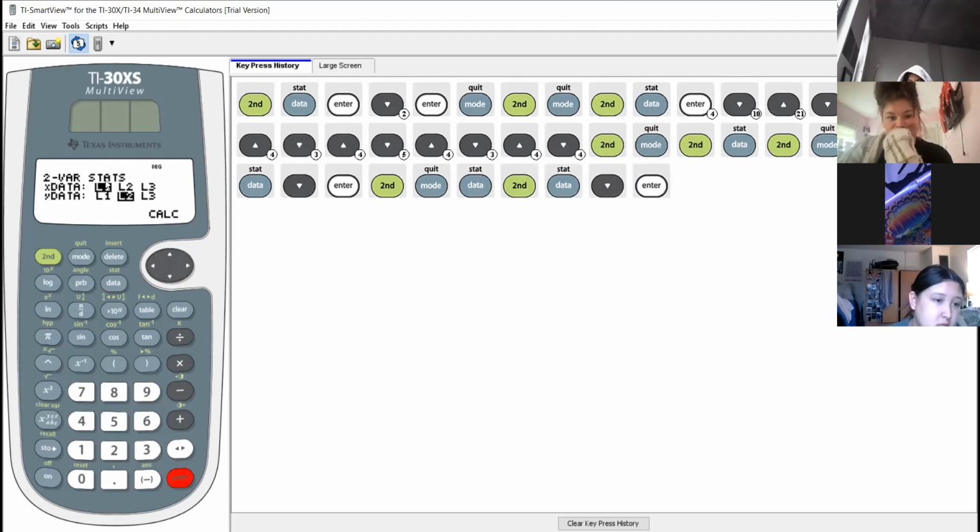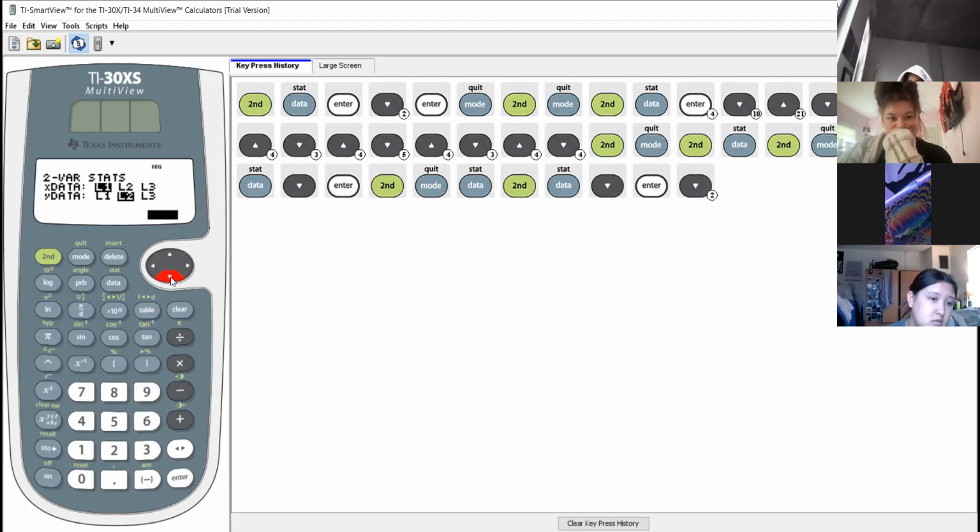Then it would ask us for where is the x. So if we put the x in L1, make sure that's what's being highlighted. Where are the y's? Put that, in this case, let's say L2. Make sure that's highlighted. So it's asking for the x's and the y's. Then you scroll down to calc and hit enter.